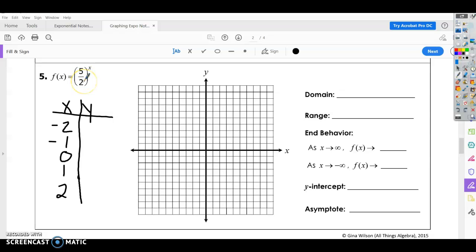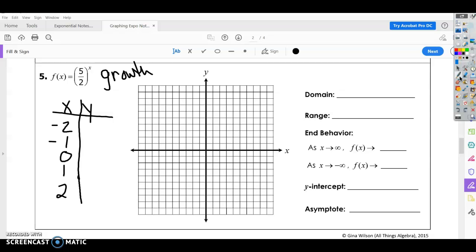5 halves is equal to 2 1/2. 2 1/2 is greater than 1, so this is going to be a growth function. So anytime you have something greater than 1, that is a growth function. This means that our function will go up, or it will rise again. All right, so again, I'm going to pick x's and plug them in.